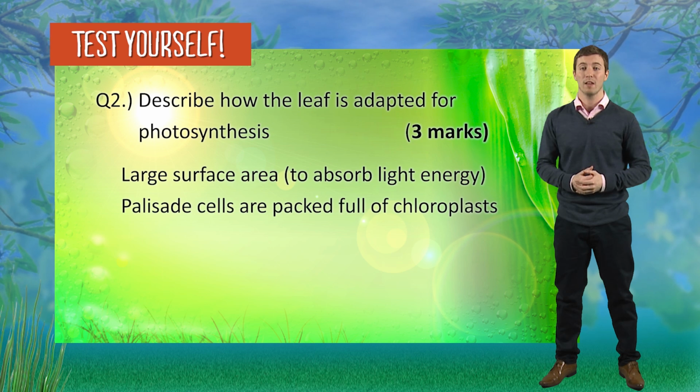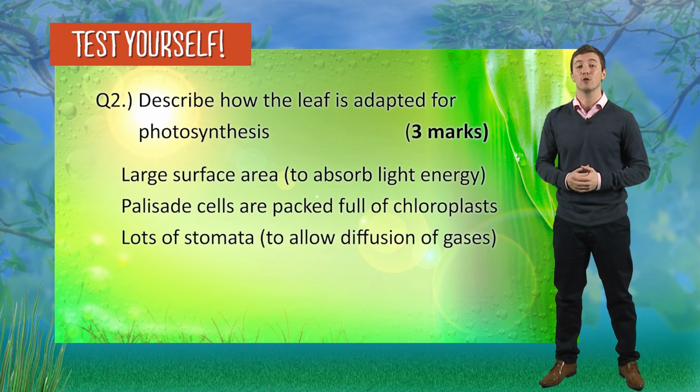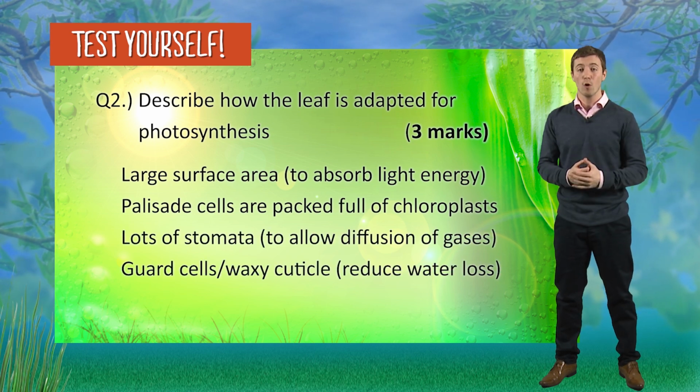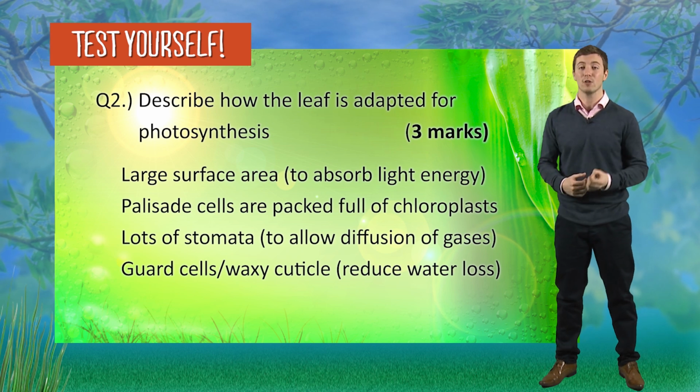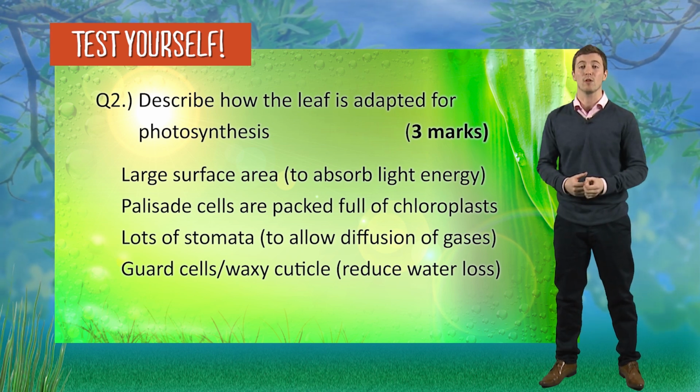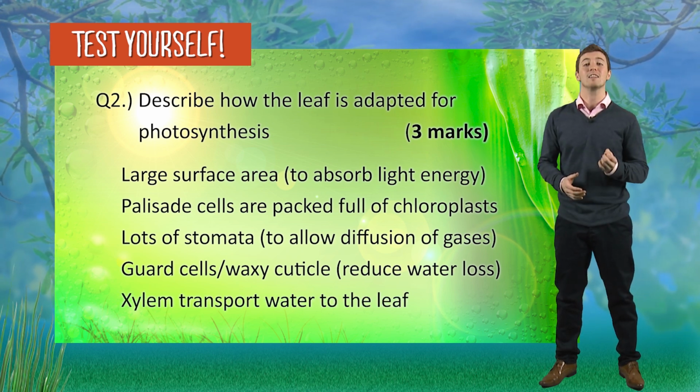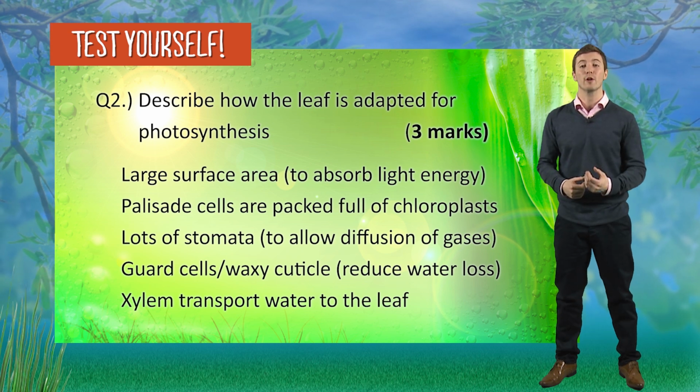light energy. They contain lots of stomata to allow the diffusion of gases. They also contain guard cells and a waxy cuticle. These both help to reduce water loss. And finally, they contain xylem vessels which transport water to the leaves.